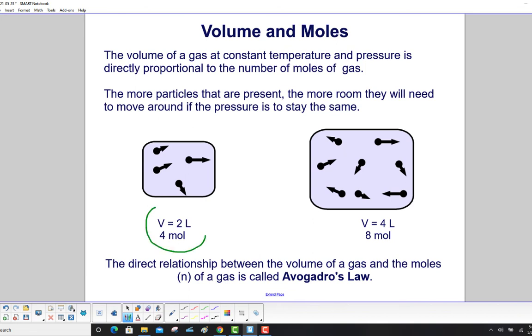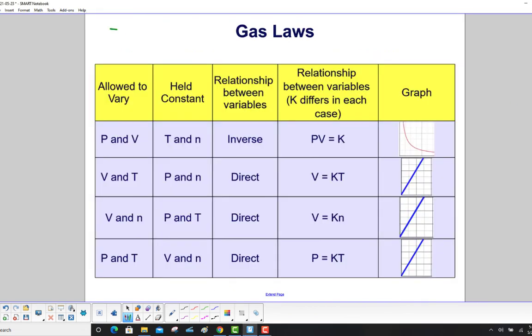So here we have 2 liters with 4 moles, and here we double the volume to 4 liters, and that doubles the amount of moles. So the direct relationship between the volume of a gas and the moles, little n, of a gas is called Avogadro's law.